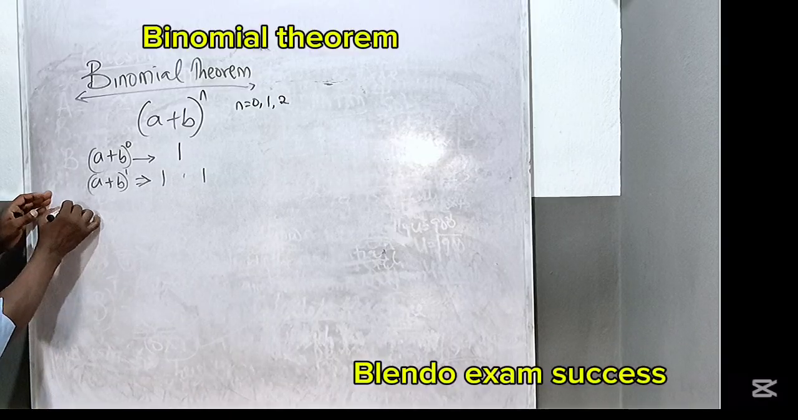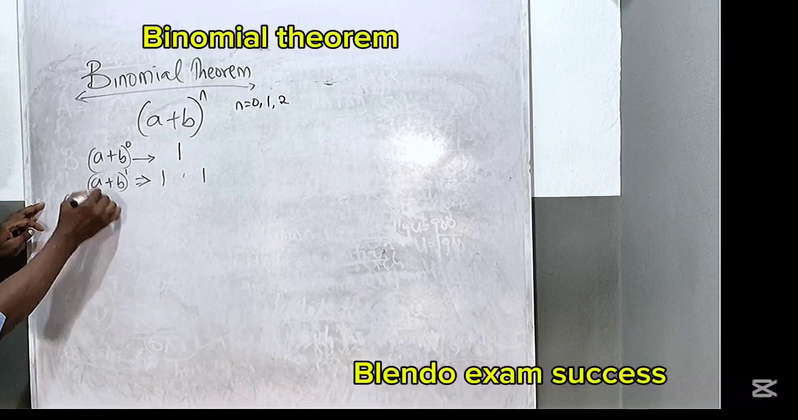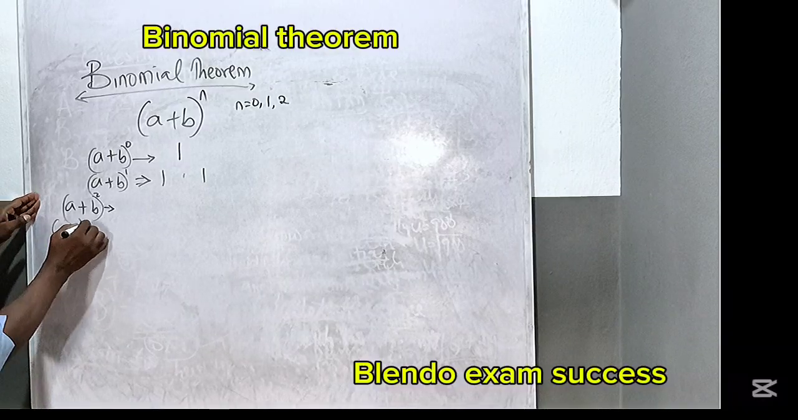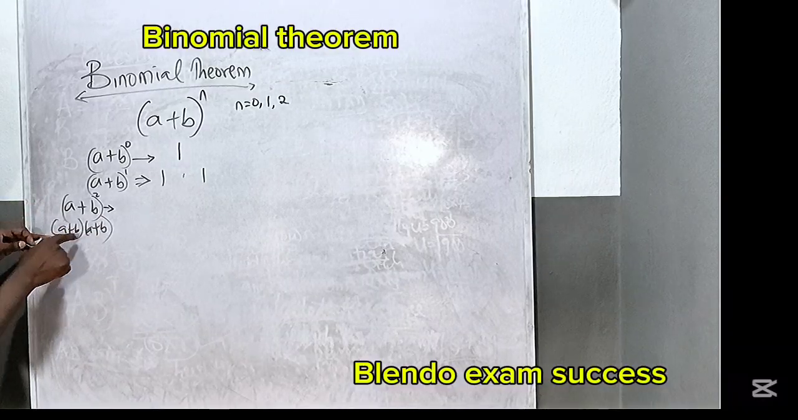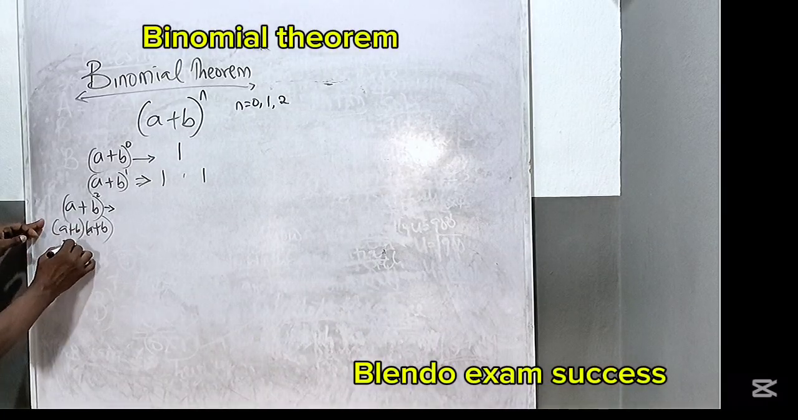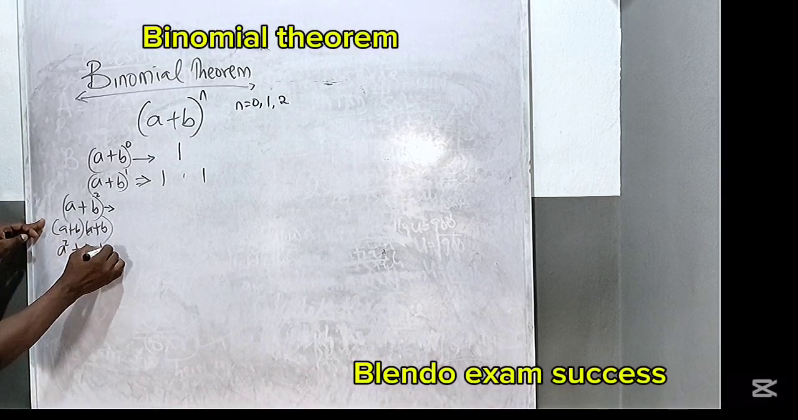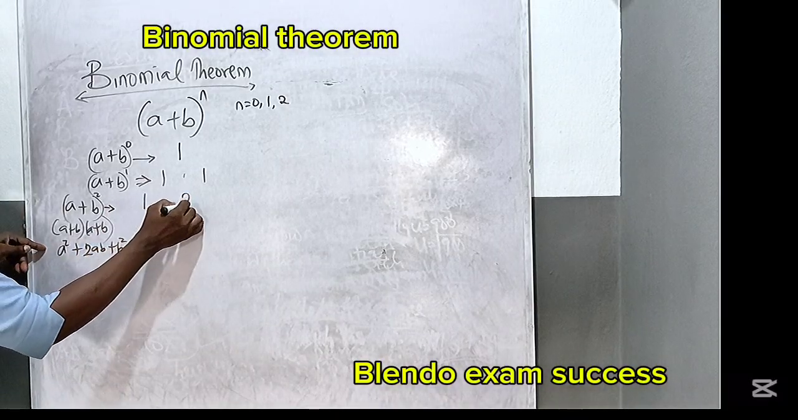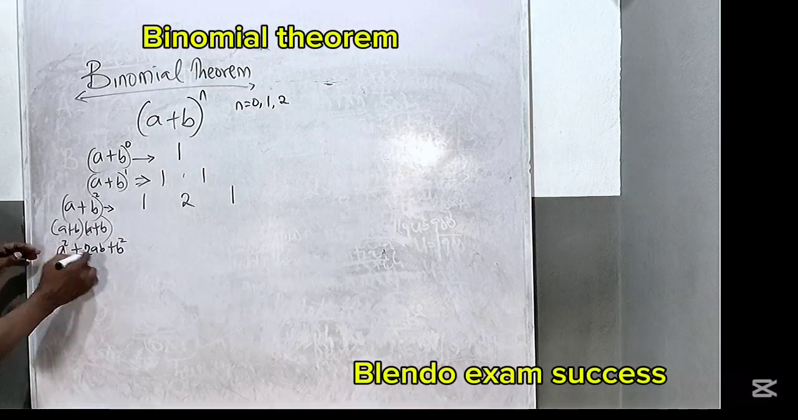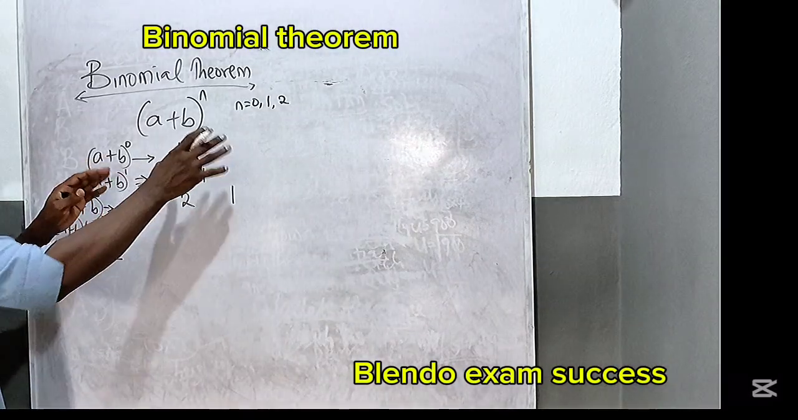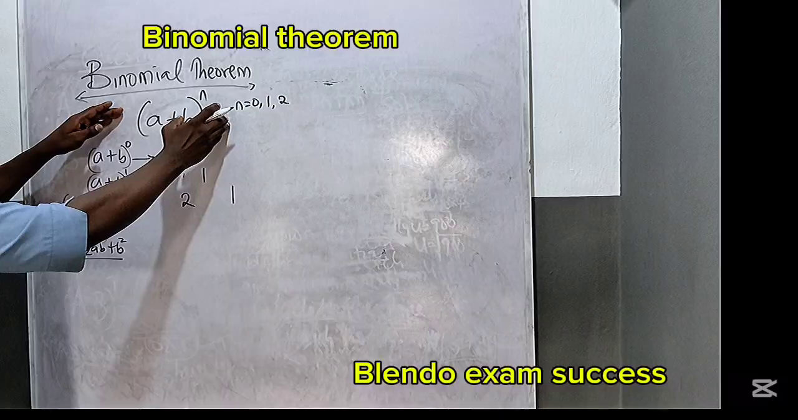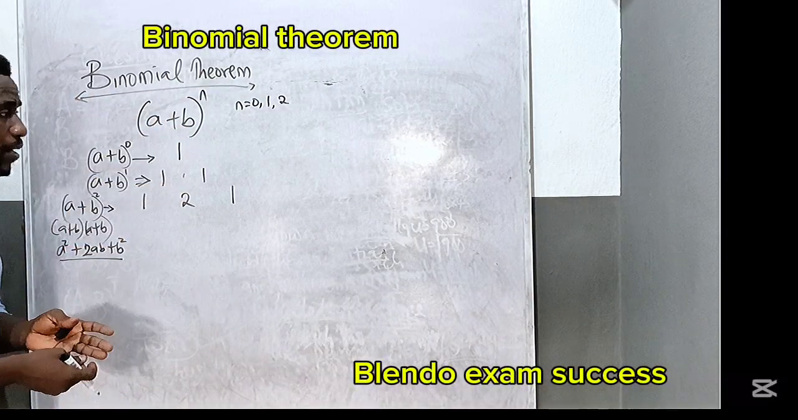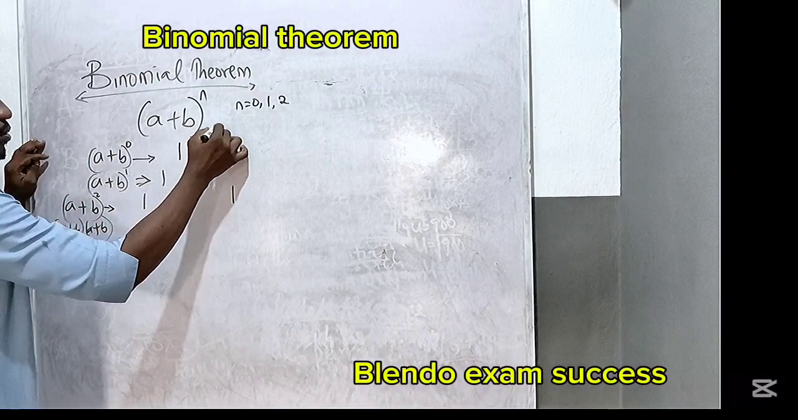Then let's say (a + b) raised to power 2. We can quickly expand this by multiplying (a + b) times (a + b), and we get a squared plus 2ab plus b squared. Here we have 1, 2, 1. So from here we can expand this binomial expression. We can as well use the binomial theorem to expand a binomial expression, but we are using Pascal's triangle now.